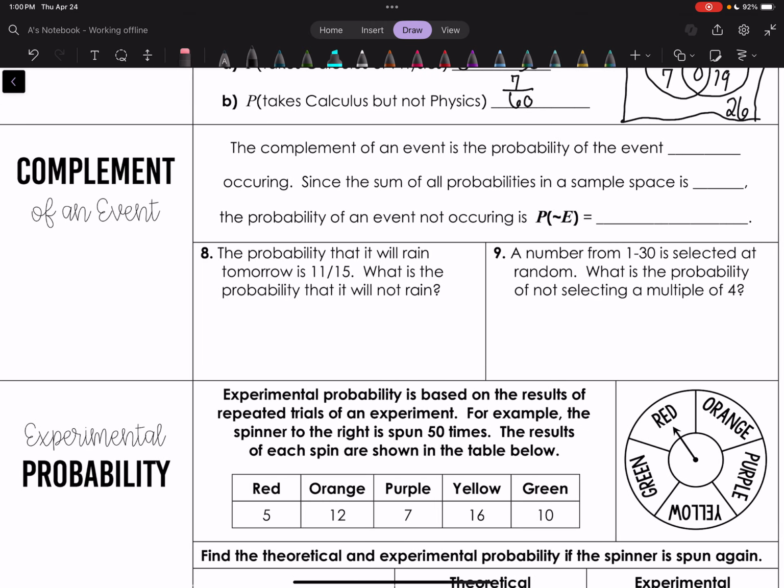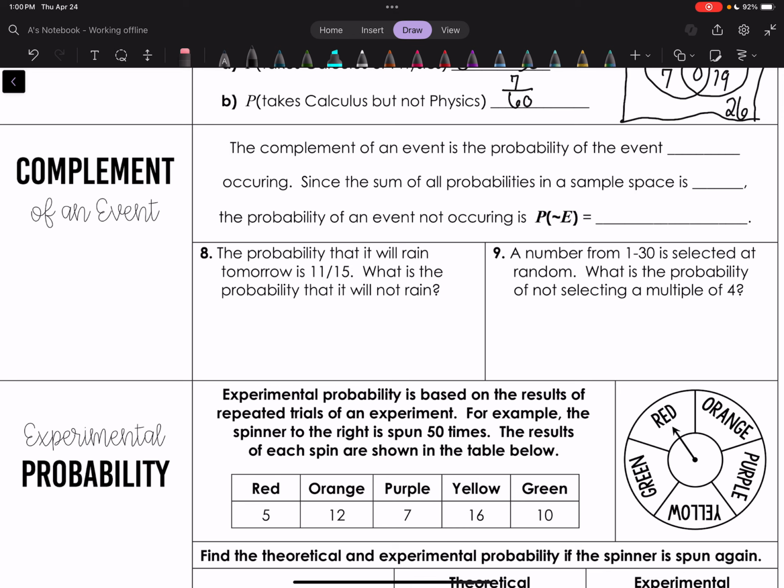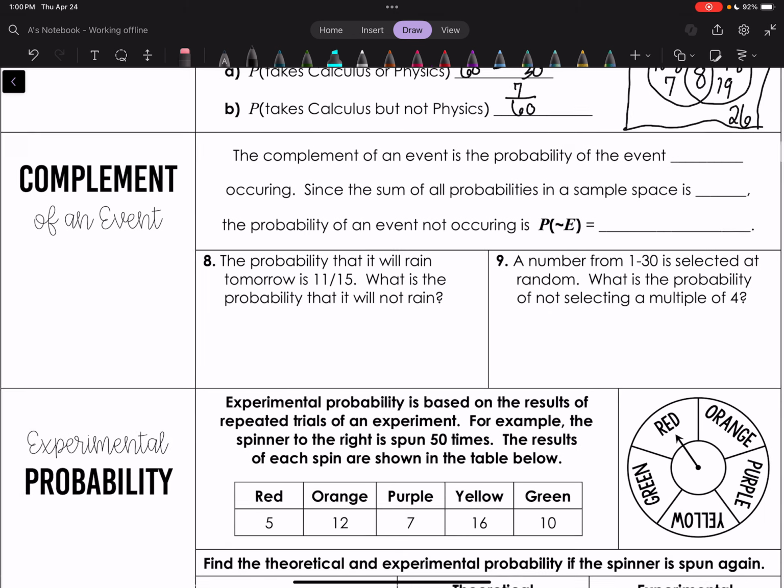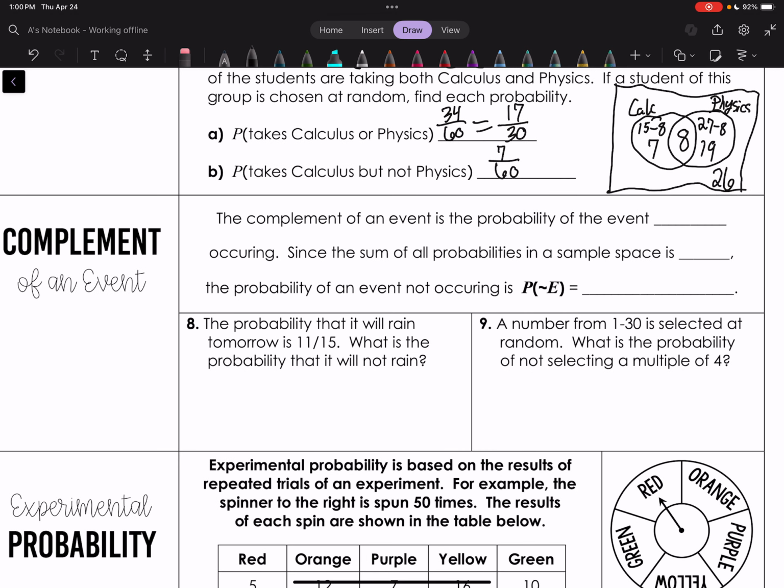Complement of an event. This is really, really easy because it's the same thing we just did, but I'm finding the opposite of my number. Here's what I mean. The complement of an event is the probability that the event is not occurring. It's not happening. The sum of every sample is 1, so any probability is 1. To find the complement of the event, you're just doing 1 minus the probability of it actually happening.